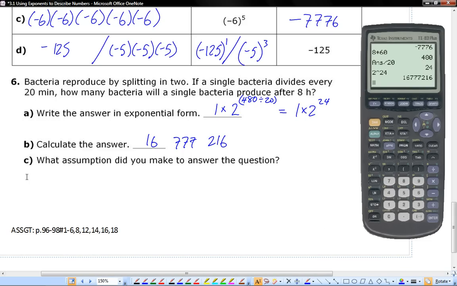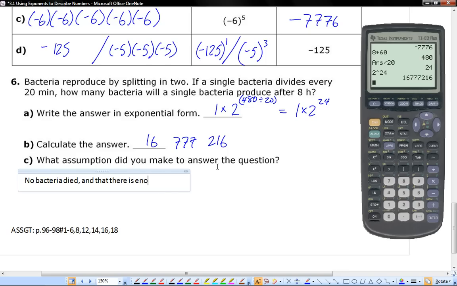Well, I assumed that no bacteria died, and that there is enough room and or food for the bacteria to continue to grow.